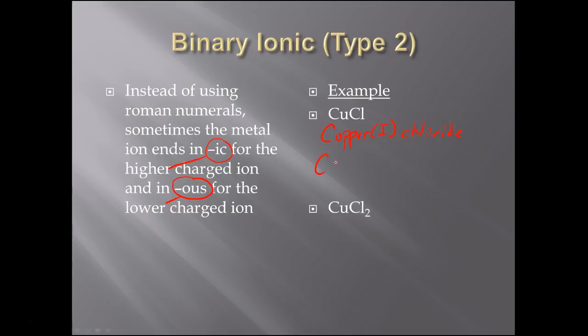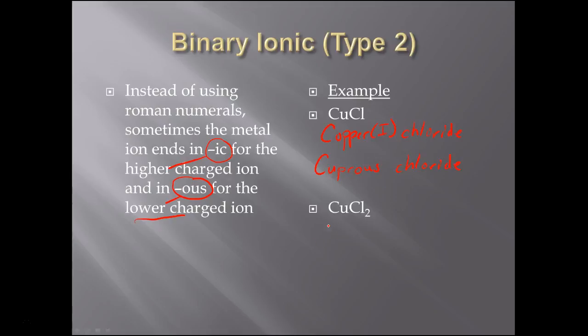All right, so if we wanted to name this using the different endings, we would have to change first the form of copper. So instead of copper, it would become cupr, and then we have to decide if we want to use IC or OUS. This particular copper is the +1 form, which is the lower charge, so we want to use the OUS. So this would be cuprous chloride. And when you change these endings, you no longer need the Roman numeral. Either one of these names is technically correct. Just make sure you read any questions and see if they specifically want one version or the other.